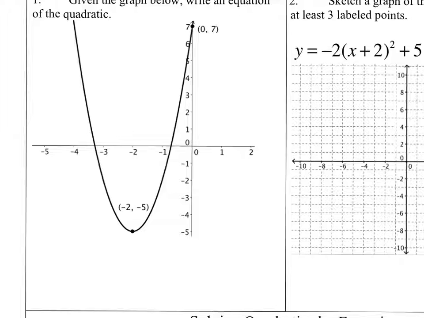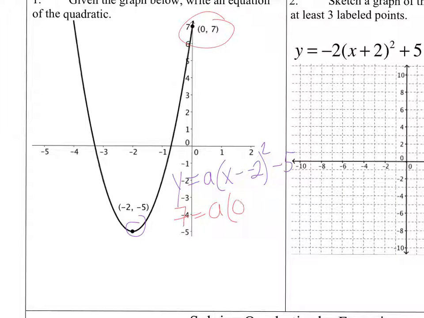Starting off with writing an equation for a quadratic. We are looking at, first off, my vertex, which is at -2, -5. That means I'm going to follow the form y is equal to a times the quantity x minus -2 squared, and then minus 5. And from there, I've got to figure out a. To do that, I'm going to plug in my other point. So 7 is equal to a times 0 plus 2 squared minus 5.